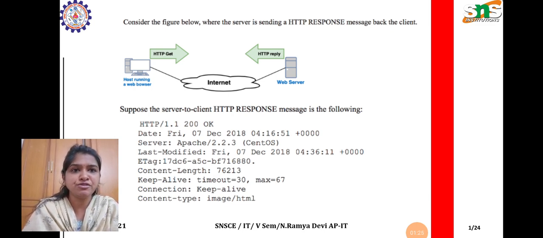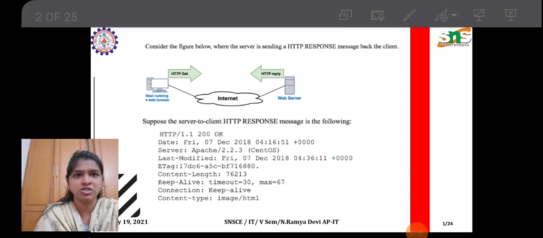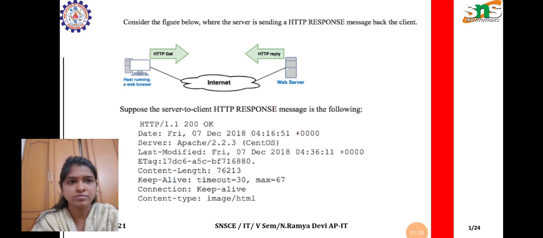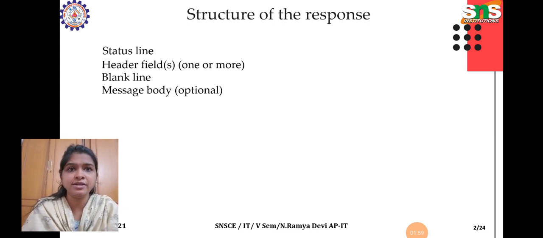And then OK is the message which is stating the success. Here is the date and timestamp, on which date it has been sent, and then the server which we have used, last modified, the e tag, content length, and how many seconds your packet should be alive in the internet, and whether the connection is alive or not, and the content type, whether it is an image or a video or audio. So the content type of your HTTP message. So this is the structure of the response. First we have a status line, and then the header field, blank line, and then the message body.